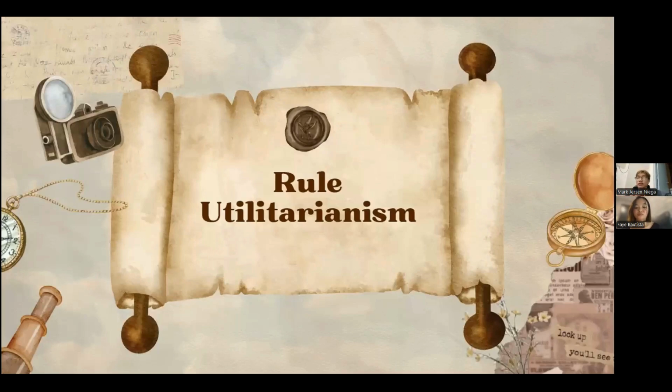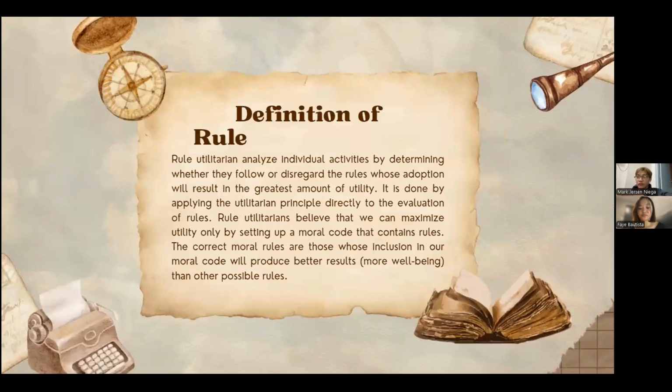Proceeding to the definition of rule utilitarianism. Rule utilitarianism stresses the recurrent features of human life and the ways in which similar needs and problems arise over and over again. From this perspective, we need rules that deal with types or classes of actions.